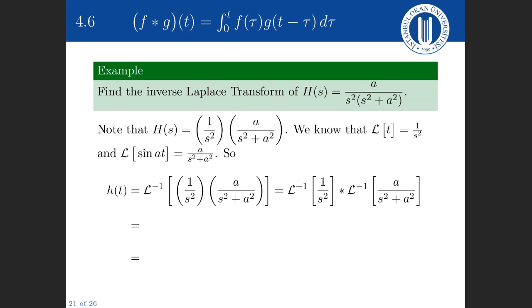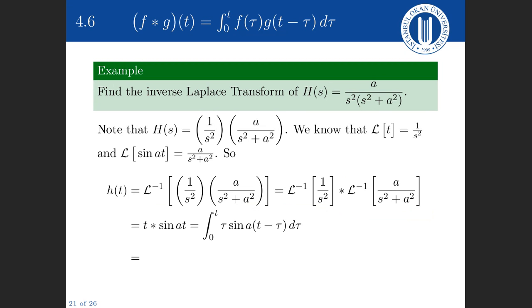is the same as the inverse Laplace transform of 1 over s squared convolution the inverse Laplace transform of a over s squared plus a squared. Anytime we want to do the inverse Laplace transform of the product of two functions, we can split this up into two inverse Laplace transforms as long as we put a convolution star in the middle.